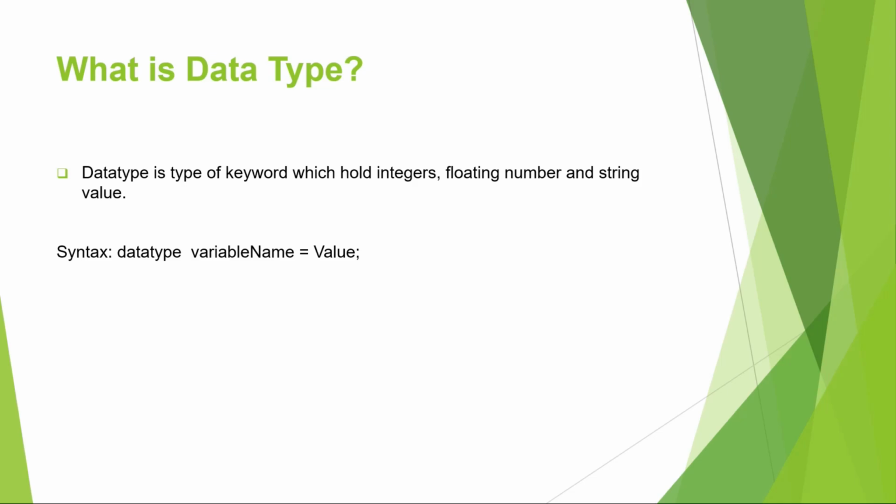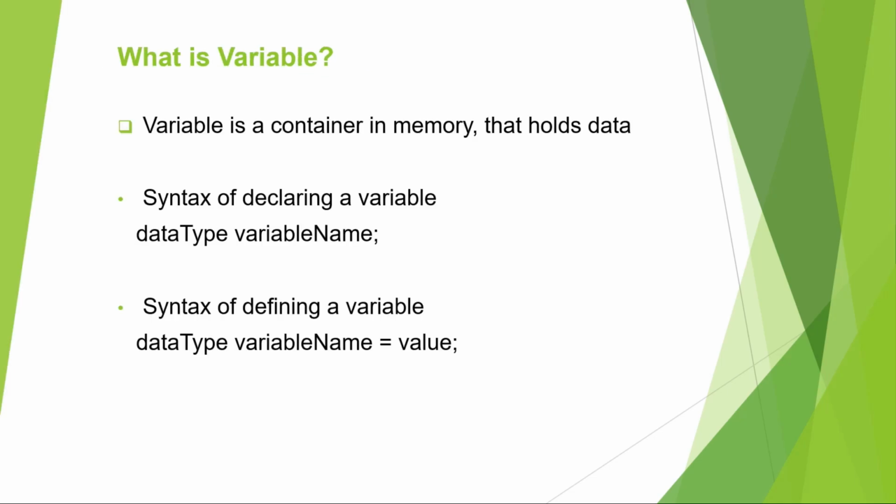So now our next topic is variable. What is a variable? A variable is a container in memory that holds data. It has a specific data type such as int, double, string, etc. It stores value in stack memory. When you declare a variable, you are creating a space in memory where the data of a certain type can be stored. We have syntax for declaring and defining a variable.